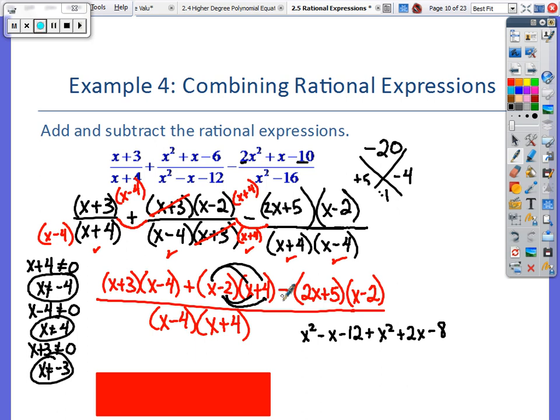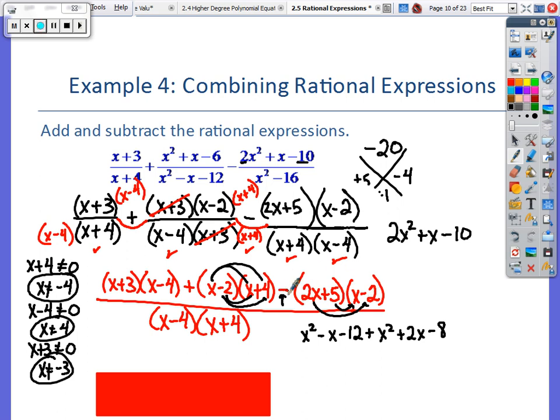Now this one you want to be careful. We're going to deal with the negative here in just a moment. If I go ahead and FOIL this, I'm going to FOIL it up here. I get 2x squared minus 4x. There's your minus 4x plus 5x. So that's going to be a positive 1x. And then minus 10. Now that is what the bubbles created.